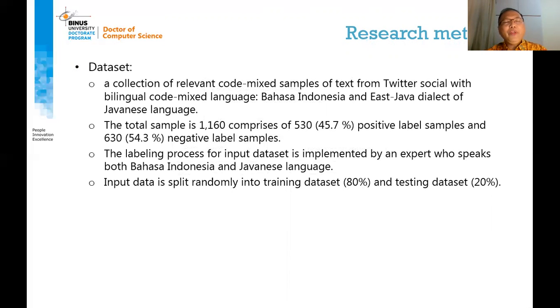In this study, we use a collection of relevant code-mixed text samples from Twitter social data with bilingual code-mixed languages of Bahasa Indonesia and the East Java dialect of Javanese language. The total sample is about 1,160, comprising 530, or 45.7%, positive-labeled samples, and the rest are negative samples. The labeling process for the input dataset was implemented by an expert who speaks both Bahasa Indonesia and Javanese. This input is then randomly split into a training dataset amounting to 80% and a testing dataset amounting to 20%.